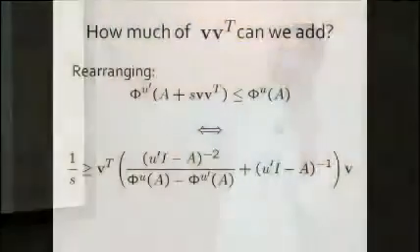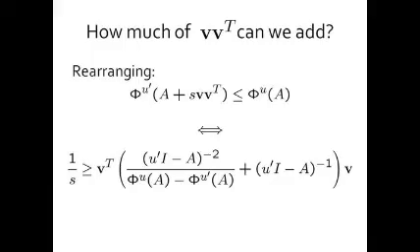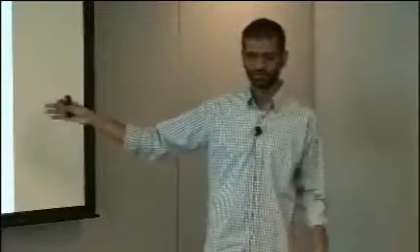So with this, I can now rearrange this and get exactly what condition is required on S. So it happens to be this. I can add S V V transpose without increasing the upper potential if 1 by S is at least some quadratic form in V, which I'm going to look at more closely later.